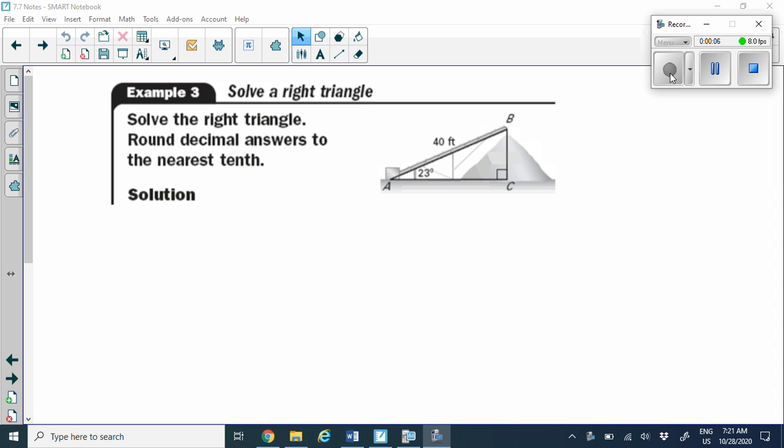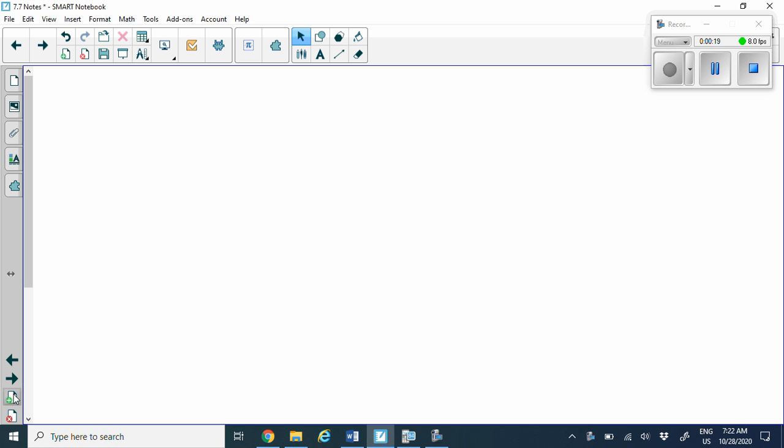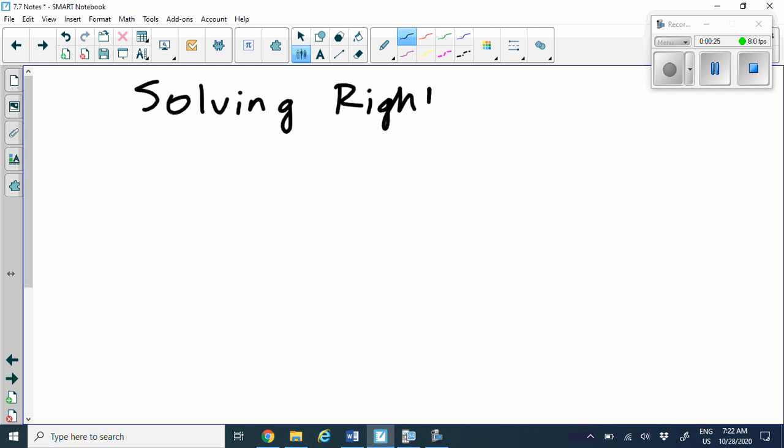So far we have learned how to solve for a missing side of a triangle and how to find a missing angle. Here, that's what we're going to do. We're going to be solving right triangles. Okay, so when we solve right triangles, we are always solving for three things.